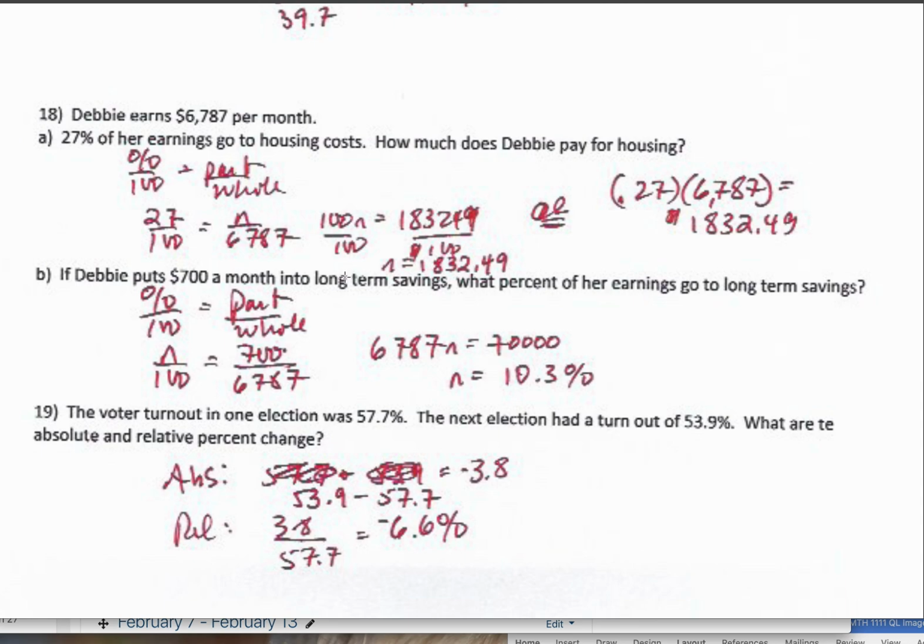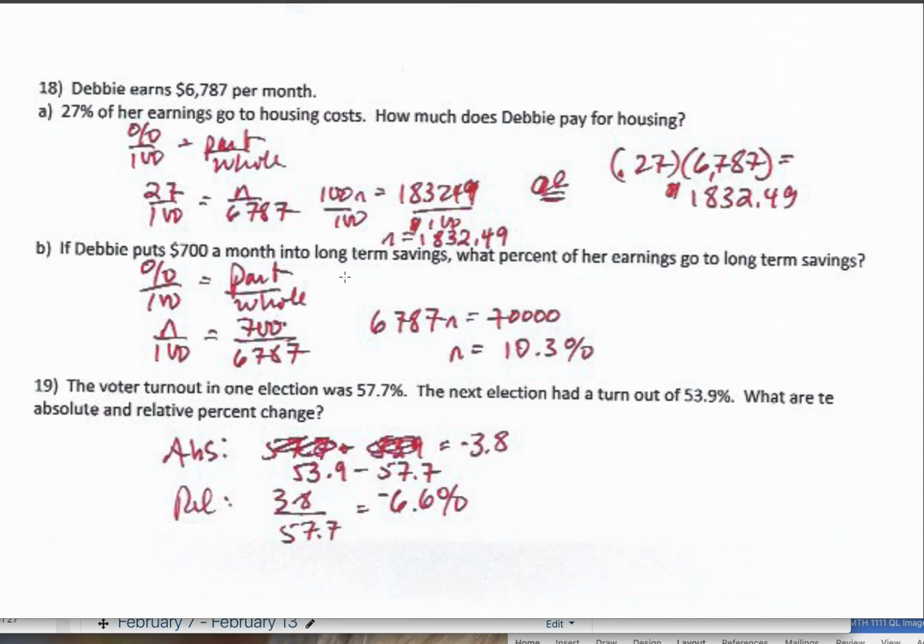Number 18, Debbie earns $6,787 per month. 27% of her earnings go to housing costs. How much does Debbie pay for housing? Well, you can do it either percent over 100 equals part over whole, 27 out of 100 because the percent is 27. I don't know what part goes to housing, so the n goes in the part place, over 6,787. Cross multiplying, 100n is 183,249, divided by 100, and I get $1,832.49. Or you could have said, well, 27% is 0.27 as a decimal.